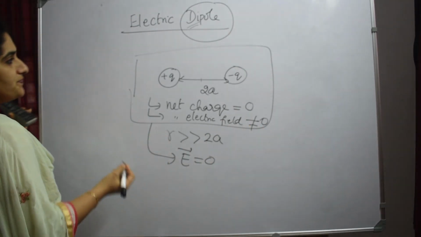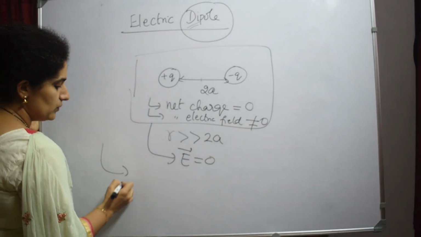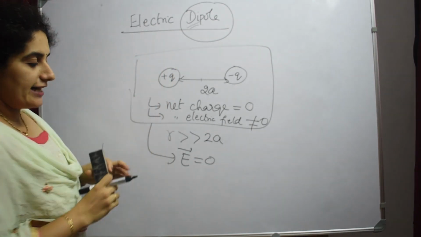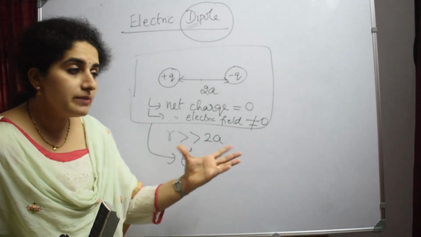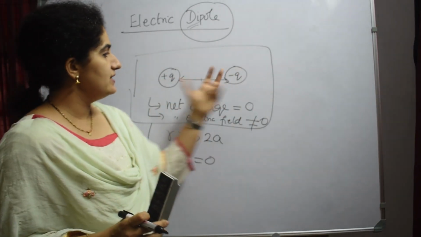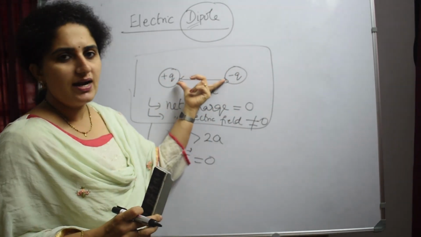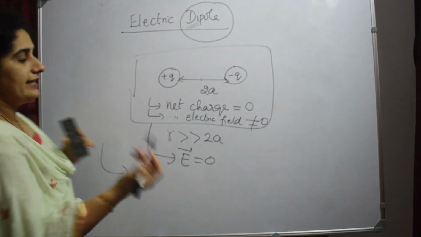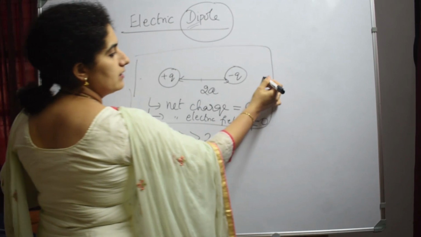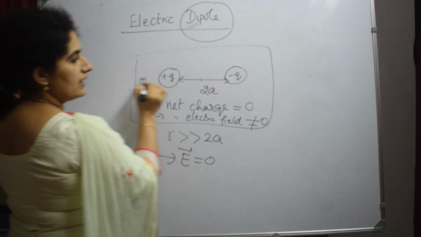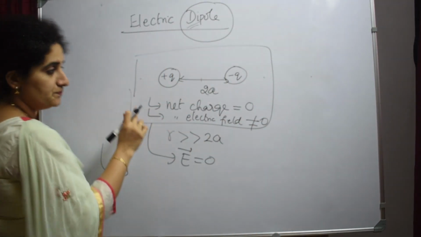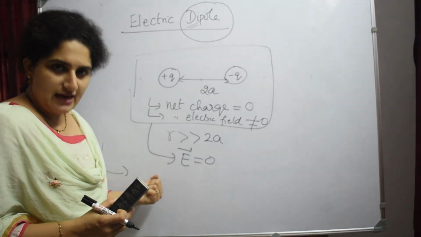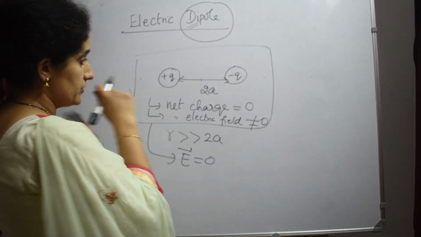Okay. Now here you have two derivations. First one is how to calculate the electric field of a dipole on its axis. Now what do you mean by axis? This one. The line joining these two charges is called the axis. So if you want to find out the electric field somewhere here or here or here, then you have to consider this line. So how are we going to derive the equation? That we will study.